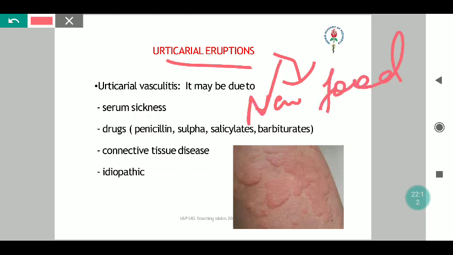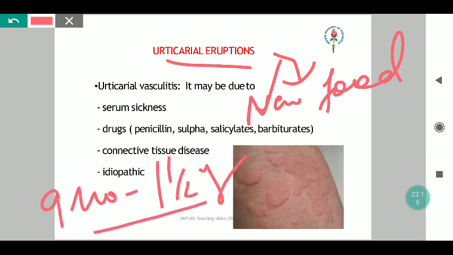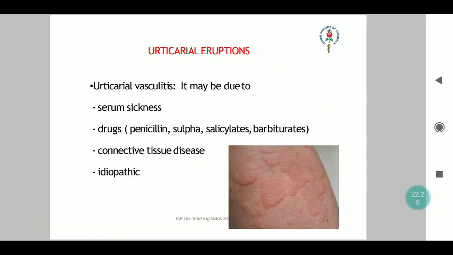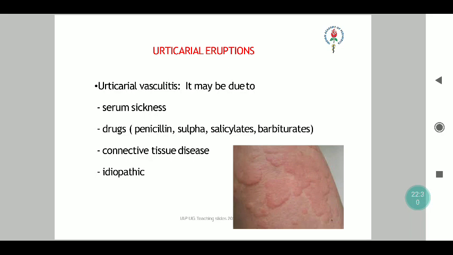So, a typical presentation will be a child in the weaning age group between 9 months to 1 year or 1.5 years, where as a part of the weaning process they are introduced to a specific food item as a result of which the urticarial eruptions come. And generally these are not life-threatening, but there are certain cases where the anaphylaxis or the serum sickness reactions are life-threatening also.